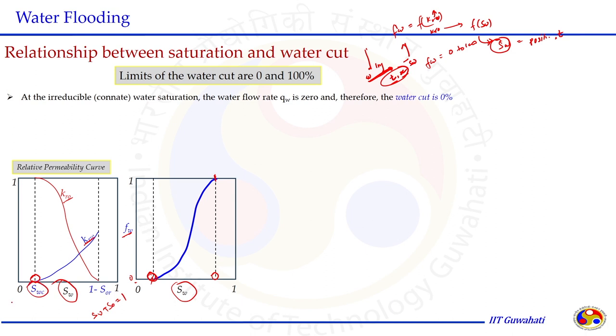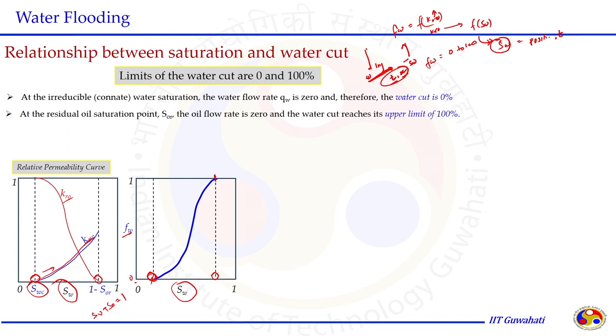This is the connate water saturation, and when the water saturation increases, the permeability of the water will improve and it will keep improving as the saturation is increasing. There will be a condition when it will become maximum, that is the residual oil saturation condition. Let's recall what we discussed previously. At the irreducible or connate water saturation at this point, the water flow rate QW is 0 because there is no permeability or relative permeability for the water. Therefore, the water cut is 0, and that's what we are seeing here.